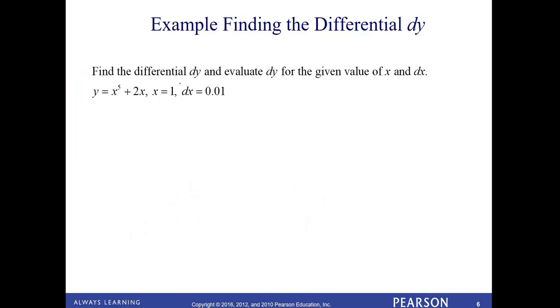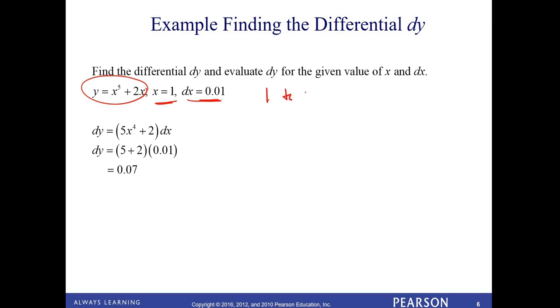All right, let's take a look at this. Find the differential dy and evaluate dy for the given value of x and dx. So there's my function. First thing to do is to write my differential. dy is the derivative times dx. Evaluating that at x equals 1 with a differential of 0.01, we can get a value of 0.07. This is the change from x to 0.01, which means that we're going from 1 to 1.01.